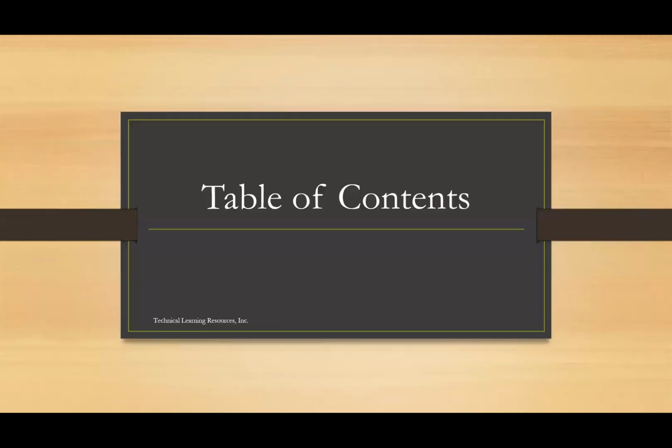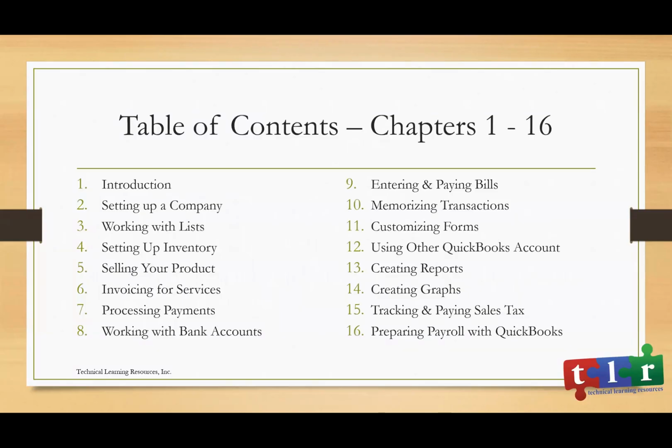All right, let's take a sneak peek at our table of contents here. We've got a total of 16 chapters in this book. As I mentioned, students will have the ability to set up a company file from scratch. That takes place in chapter 2. They're going to learn how to set up and manage inventory, which is chapter 4. We cover services in chapter 6. And as you can see, there is a very comprehensive list of topics that we cover. And chapter 16 wraps everything up with the payroll setup.